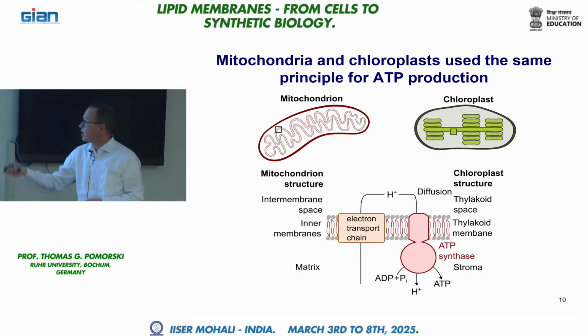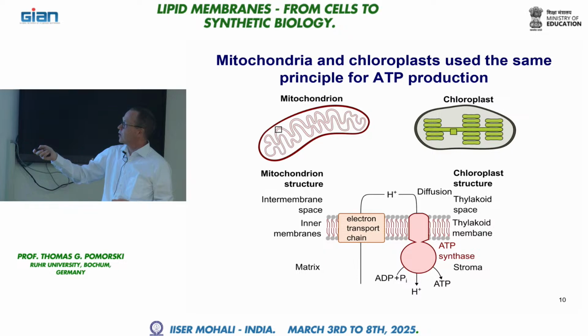Okay, now this is maybe not well drawn here. You have here basically the chloroplast with the thylakoid membranes. You have an inner membrane and an outer membrane. Why do we have there 3 membranes?